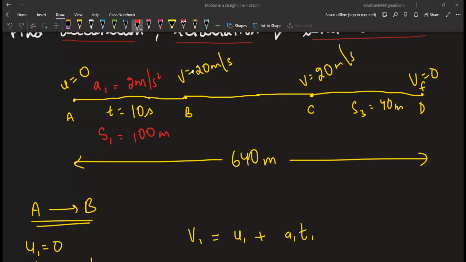Now, can anyone tell me, we are in the B to C part. Velocity is constant. And yesterday I told you the definition of acceleration. Acceleration is rate of change of velocity. Zainab, can you tell me what would be the acceleration in this second part? Ma'am, 2 meter per second. Why 2? Because it's constant.